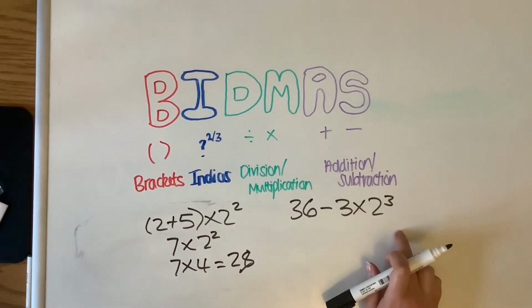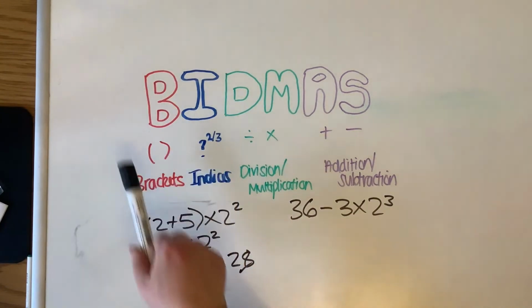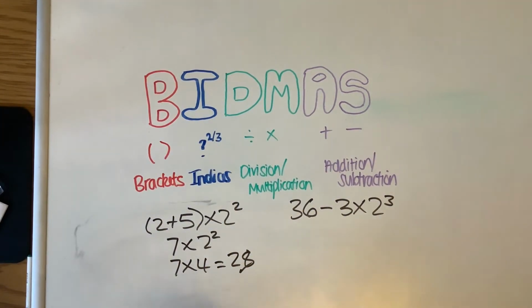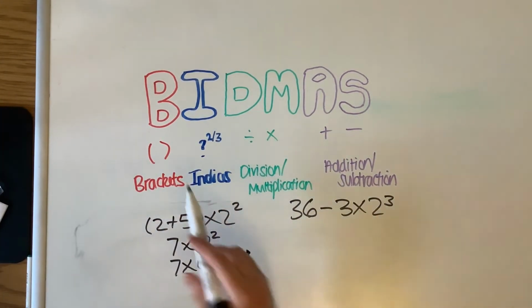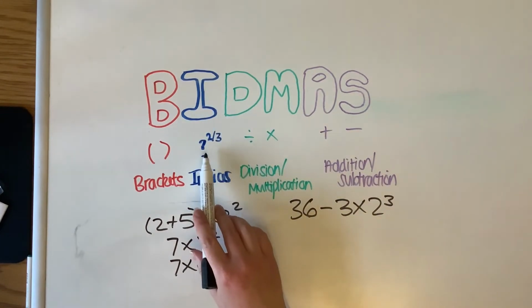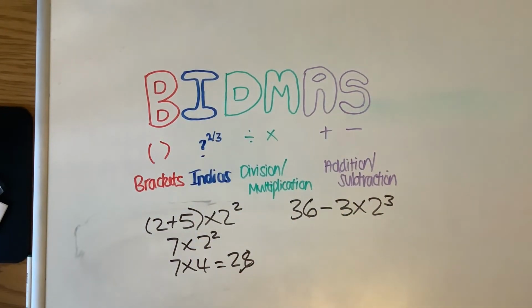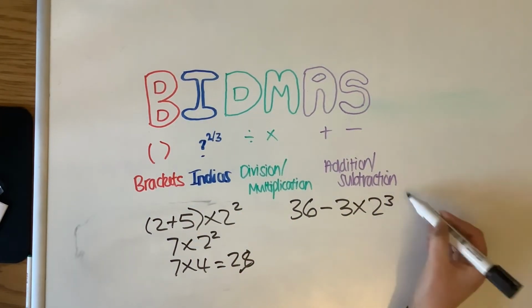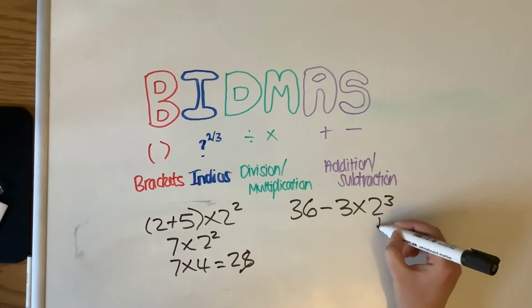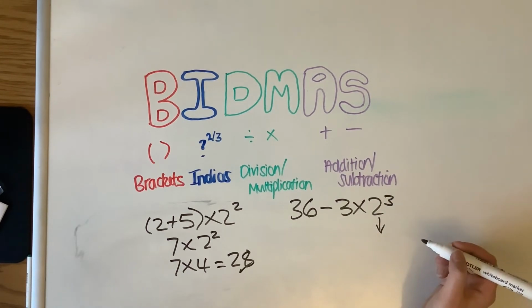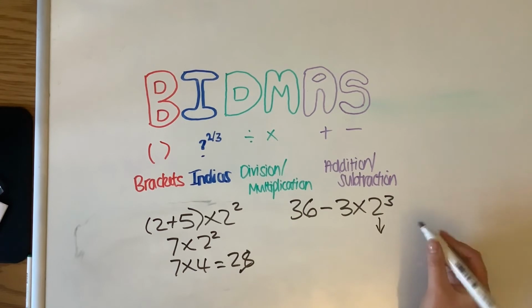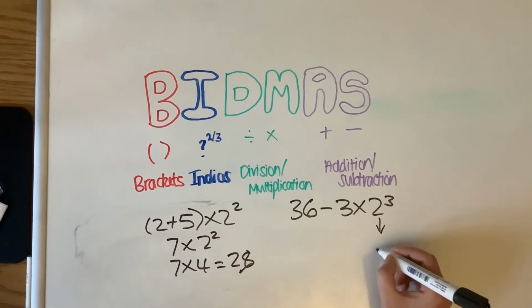Then looking at this one, starting again, B for brackets. Are there any brackets? No. So I go to my I. Are there any squared or cubed numbers? Yes. I've got 2 cubed, basically meaning 2 times 2 times 2. 2 times 2 is 4. 4 times 2 is 8.